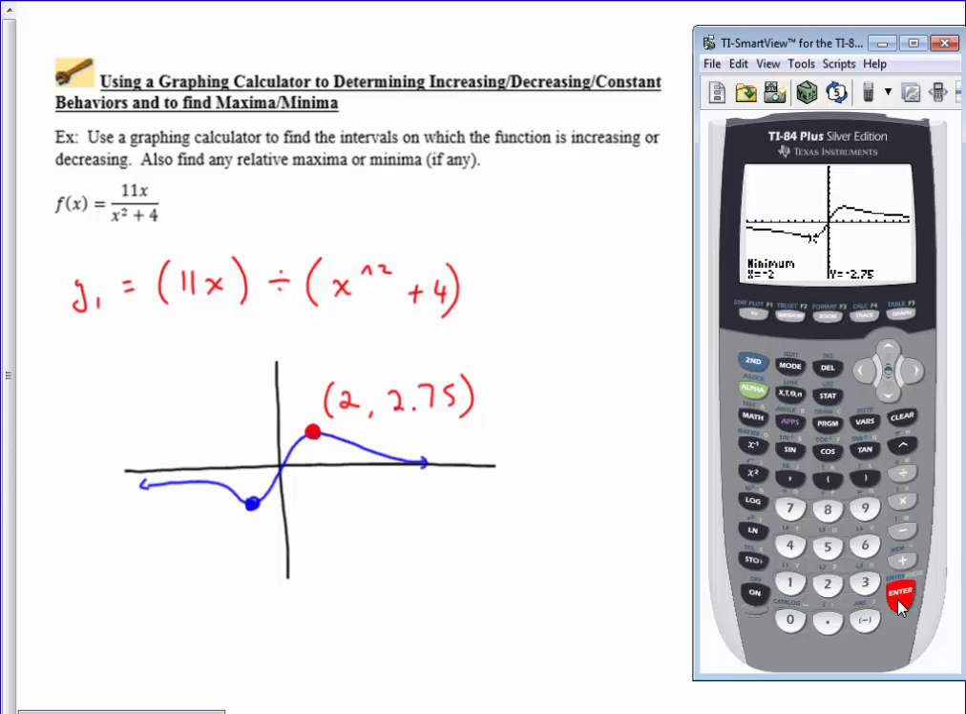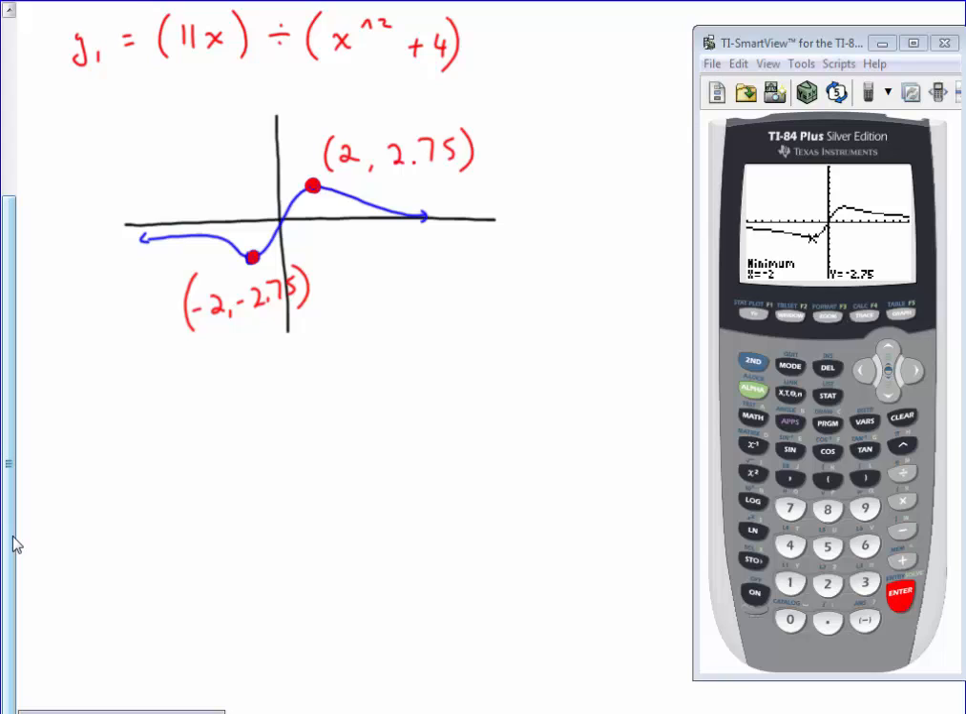This one, my calculator gives me an x value of -2, a y value of -2.75. And so this one I would label as -2 and -2.75. Now that we have these two points labeled, we have all the information that we need to answer our question. The first question had to do with increasing, decreasing behavior. So let's do that first, now that we have our ordered pairs.